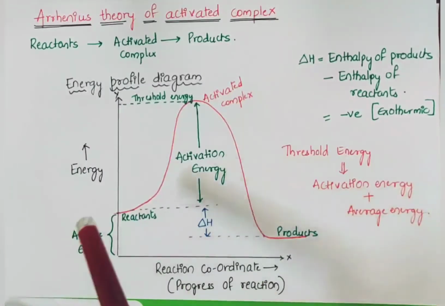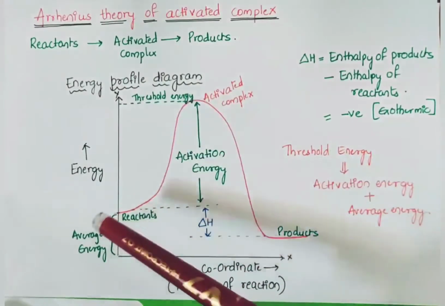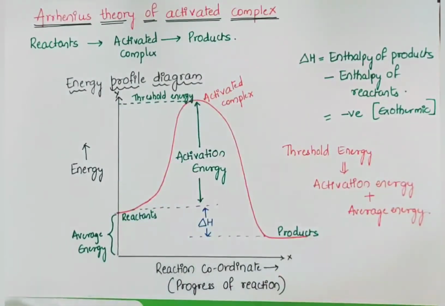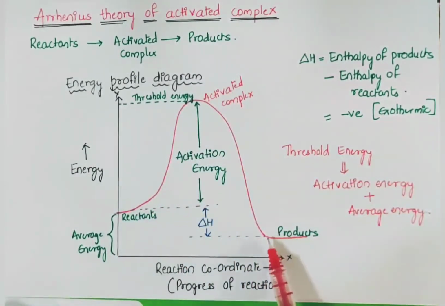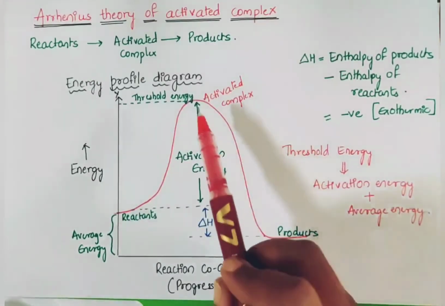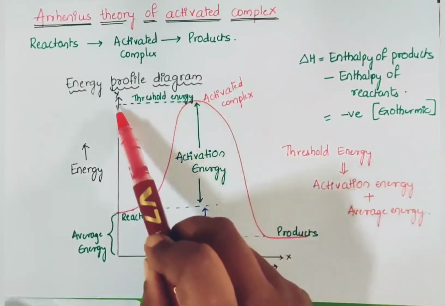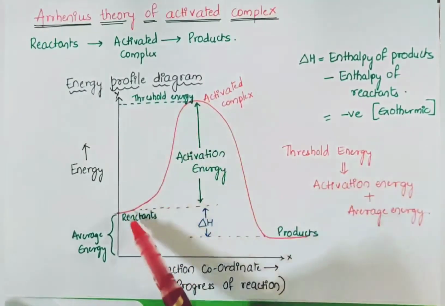I have taken energy on the y-axis, and on the x-axis I have taken the reaction coordinate, that is nothing but the progress of the reaction. Now let us consider the reactant molecules having a certain amount of energy. This I'll call the average energy. This is the amount of energy that the reactant molecules have with them. In order for the reactants to collide to form the products, a certain minimum amount of energy is required. This much energy is required to give the products.